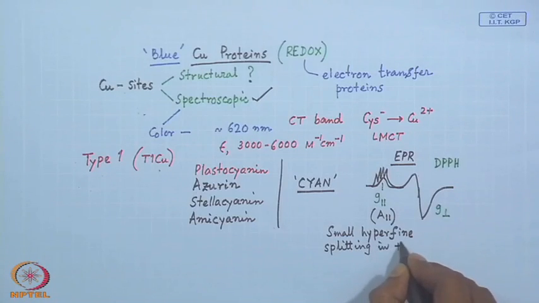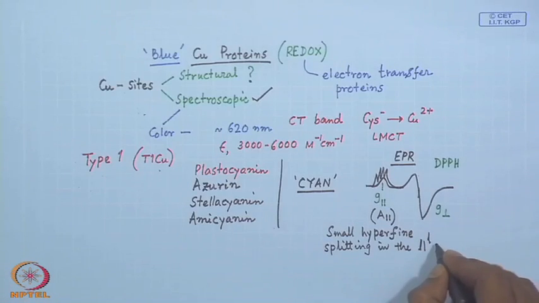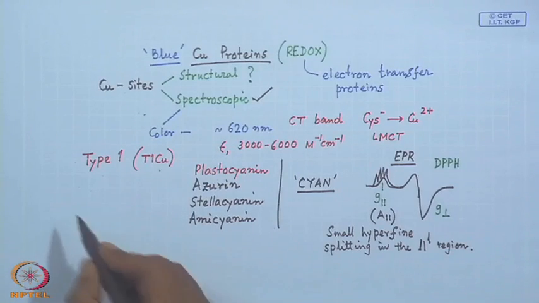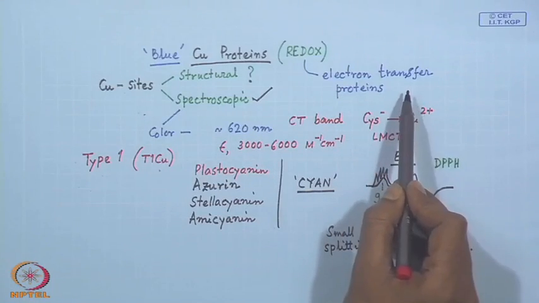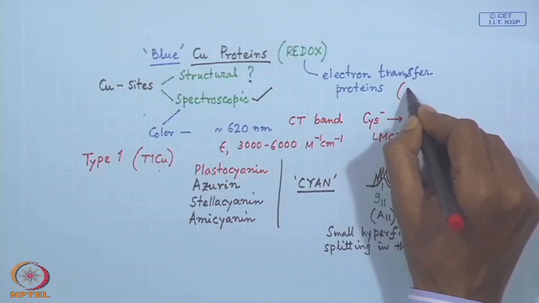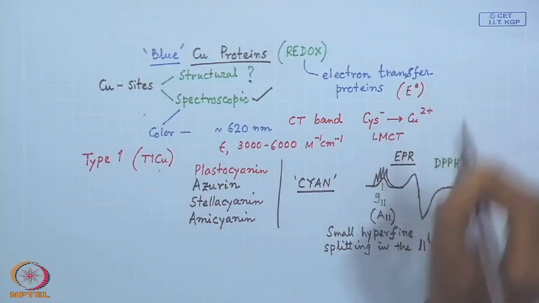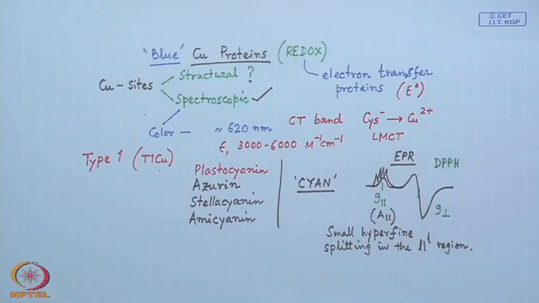In the parallel region, not in the perpendicular region. So, this color and the EPR characterization then gives us some information that since we are talking about electron transfer behavior, they must have some typical E0 values. So, we go for another level of characterization of these molecules, we will measure the corresponding E0 value.